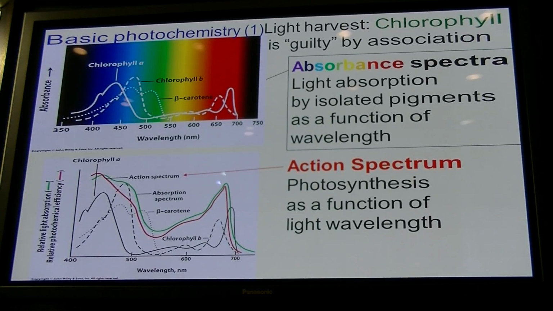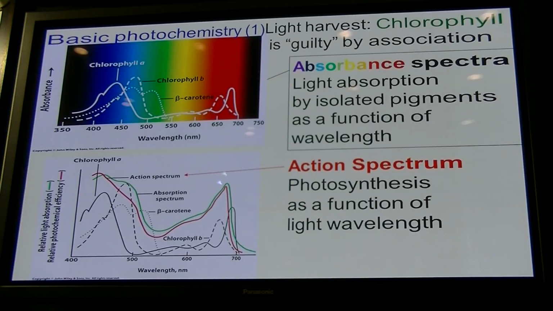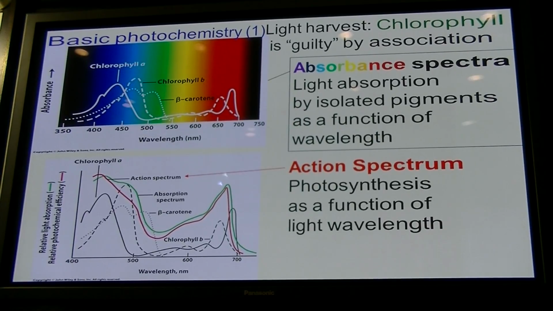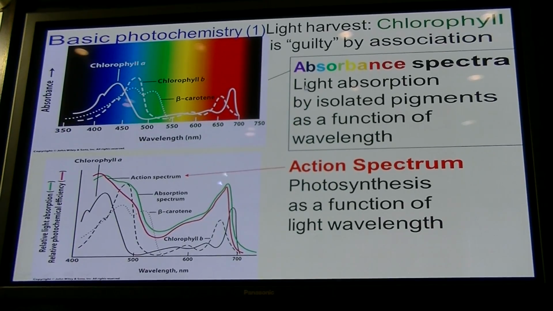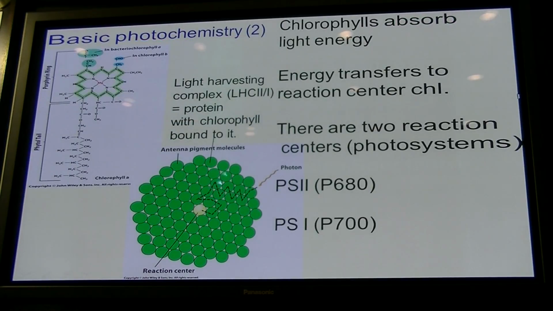So this action spectrum of the leaf for total photosynthesis matches mostly with the absorbance spectrum for chlorophyll A and B combined. And therefore we can say that chlorophyll seems to be the pigment that is mediating light absorption for use in photosynthesis. So I like to say, based on this experiment, chlorophyll is guilty by association. Okay. Well, we know that plants without chlorophyll don't photosynthesize. There's more direct evidence for the involvement of chlorophyll in photosynthesis.